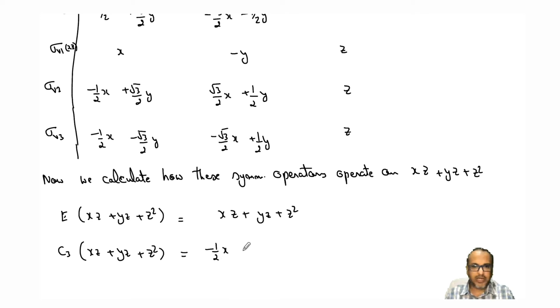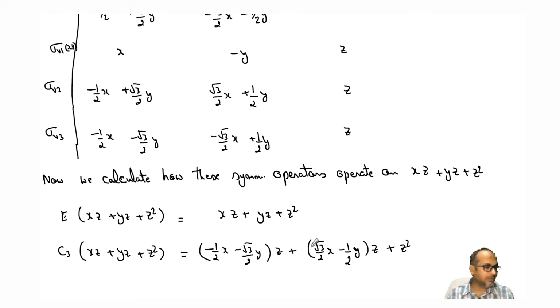Minus half x minus root 3 by 2 y multiplied by z. So C3 on x gives you this, C3 on z gives you z. So that's how xz becomes this. Now C3 on y gives you root 3 by 2 x minus half y, and z remains as z, and z remains as z, right?